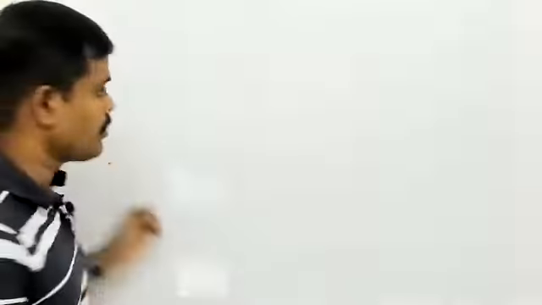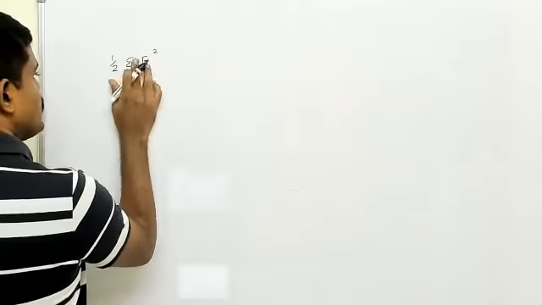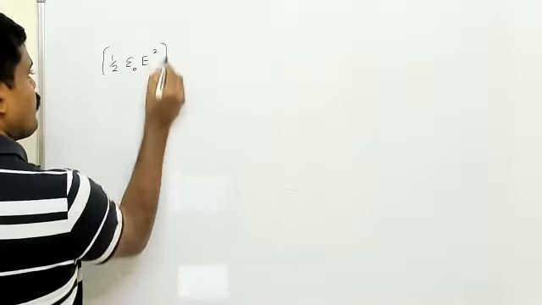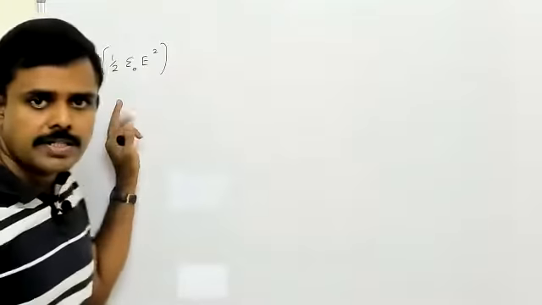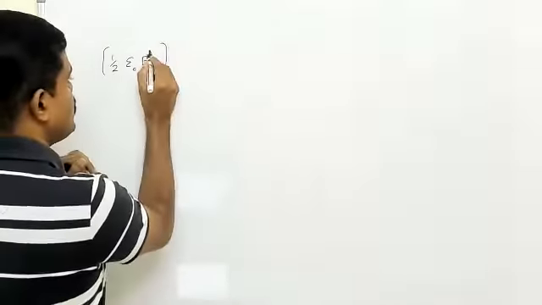Next question is, the dimensions of half epsilon 0 E square. This is a very, very important question. Dimensions of half epsilon 0 E square. How do you find this? You have to find the dimensions of epsilon 0 first, then the dimensions of E, then put them over here.